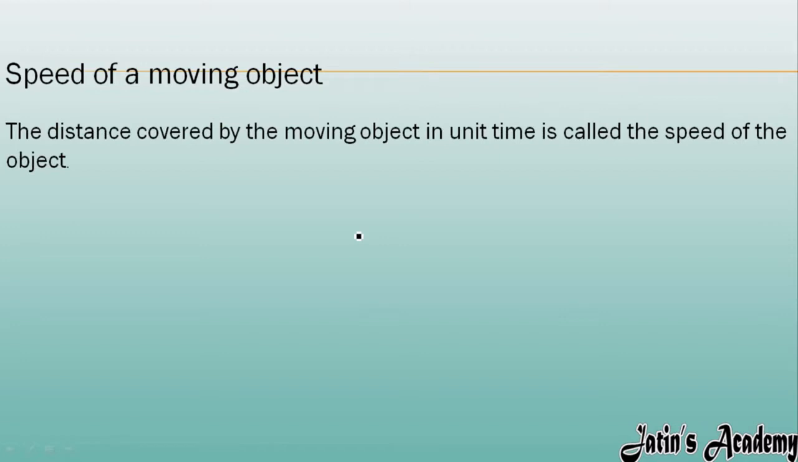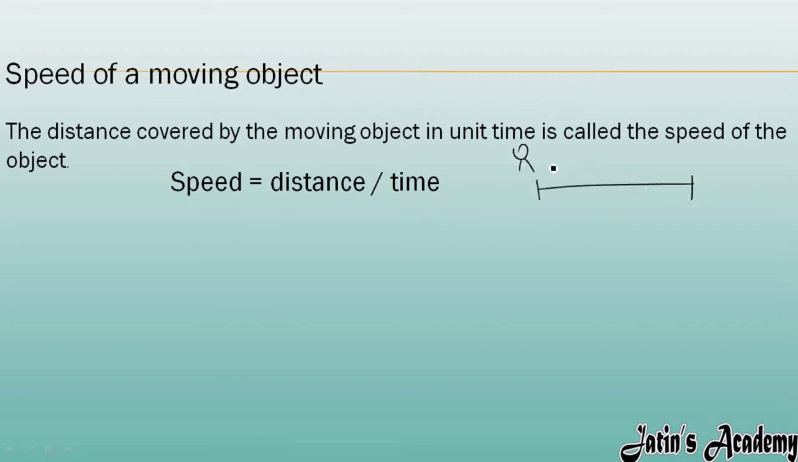So next we are having speed of a moving object. So what do you mean by speed of a moving object? Distance covered by a moving object in unit time. How much distance has the object covered in how much time? For example, this is an object. So this much distance that object has to cover in a particular time. So that distance over time will give you speed. So distance covered by a moving object per unit time is known as its speed. Speed is equal to distance over time.